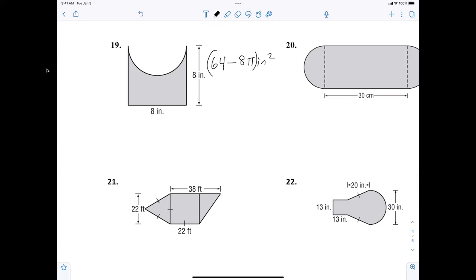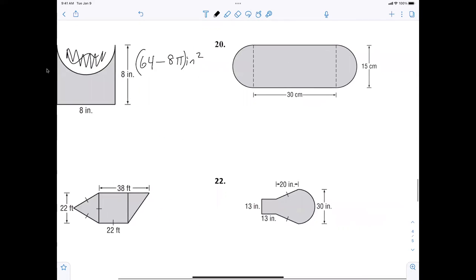Anybody have any questions with how we got 8 pi? Yeah. Because we're cutting out a what? Semicircle. So what's the radius of the circle? Squared. 16 divided by 2. Oh, okay. There we have it. All right, very nice. 64 minus 8 pi. All right, let's knock out 20 real quick.